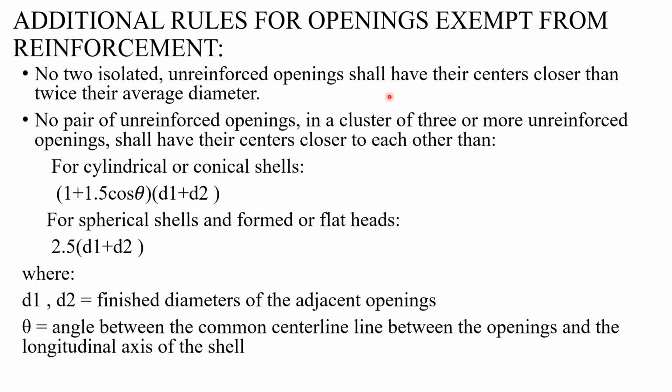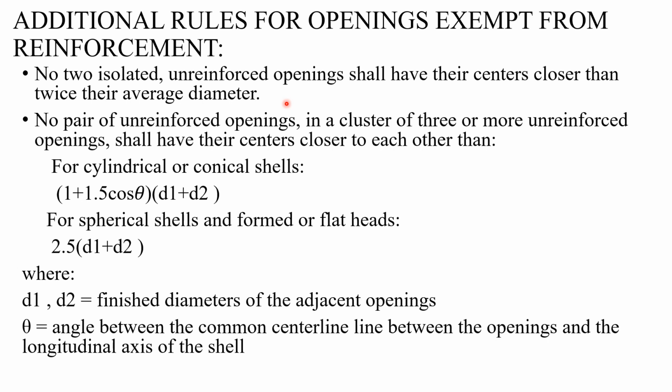Additional rules for openings exempt from reinforcement. For example, if you have two nozzles next to each other, the two nozzles should have some distance. The distance should be twice their average diameter. Average diameter is not the opening diameter, not the ID, but the diameter which we say as NPS, right.